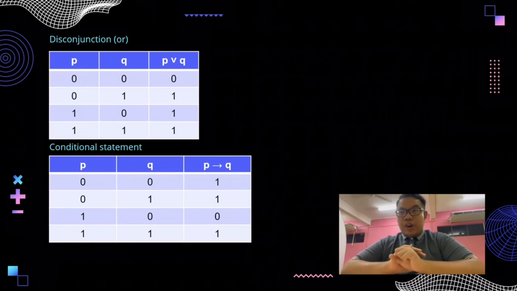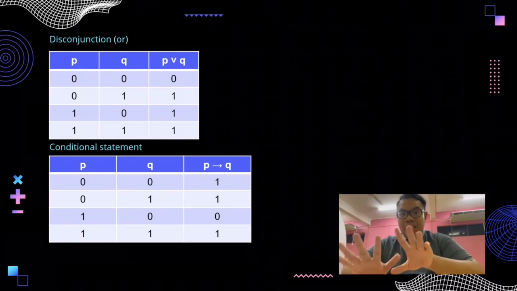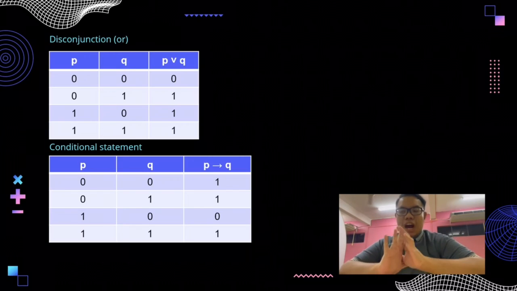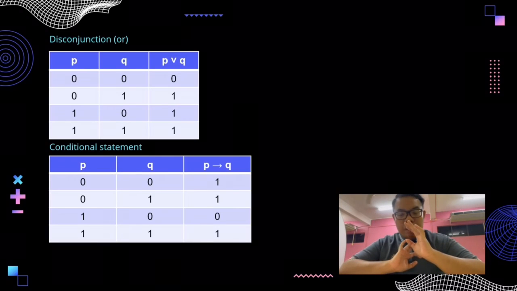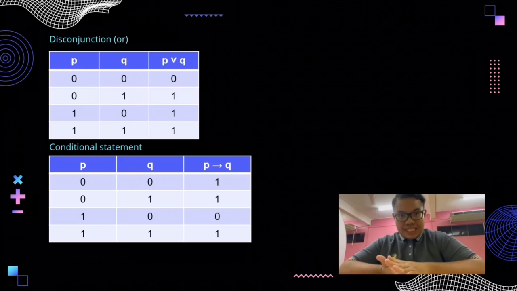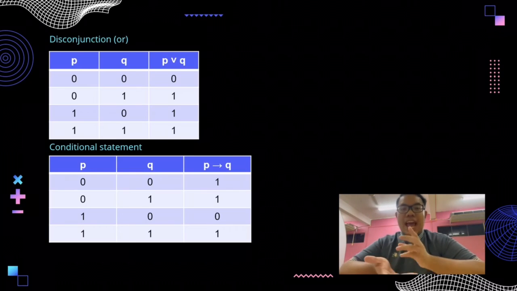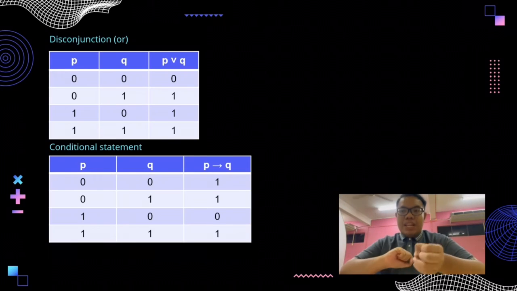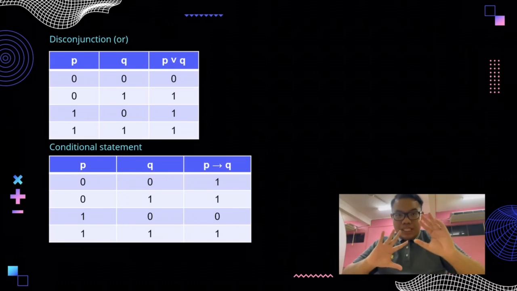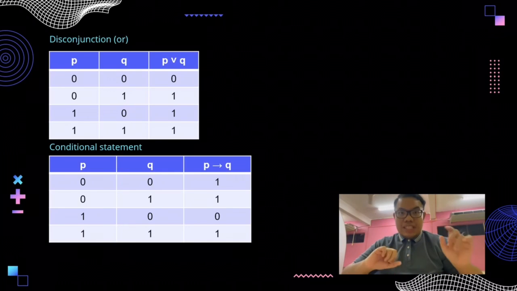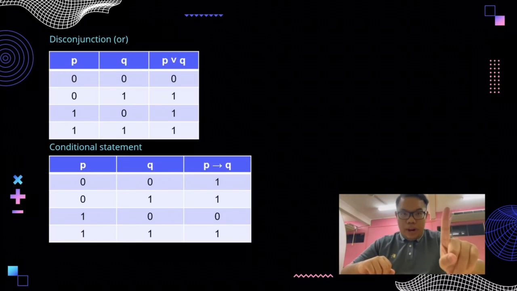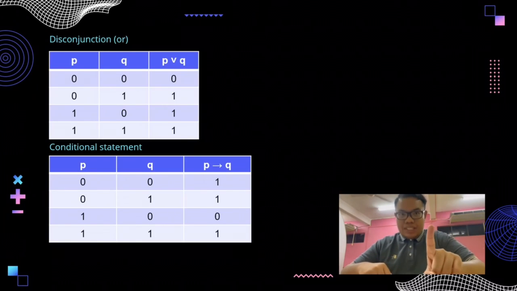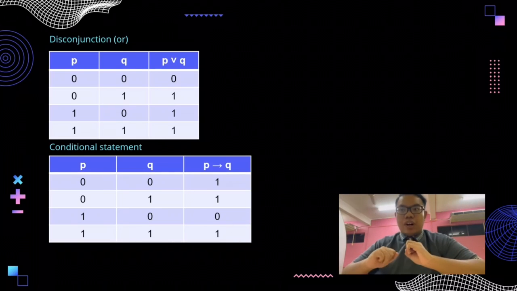For conditional statement, P implies Q, we need to consider that the statement is always true, except if the one at the front of the statement is true and the other is false. That means if P is 1, Q is 0, it will be 0, a false statement. Other than that, it should be 1, which is a true statement. That's all for conditional statement.